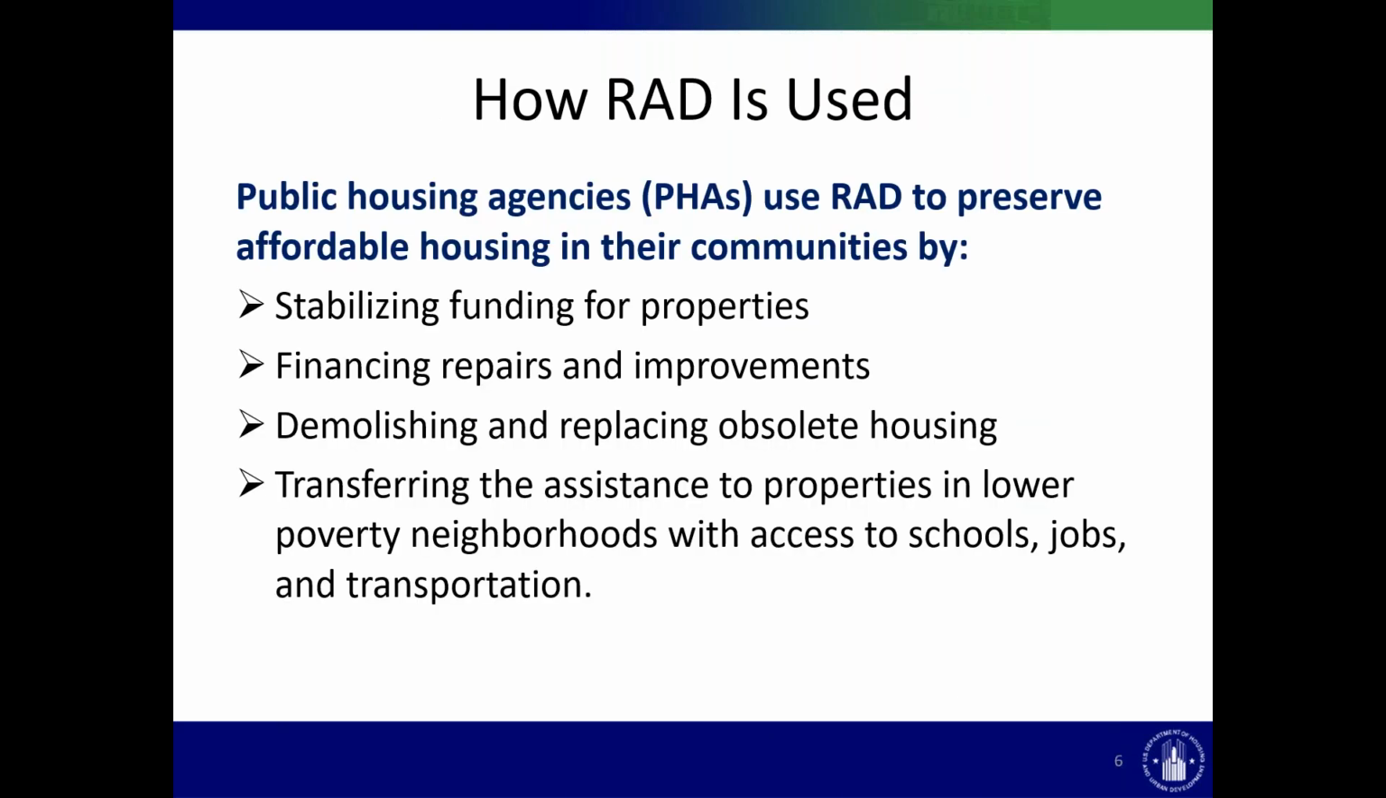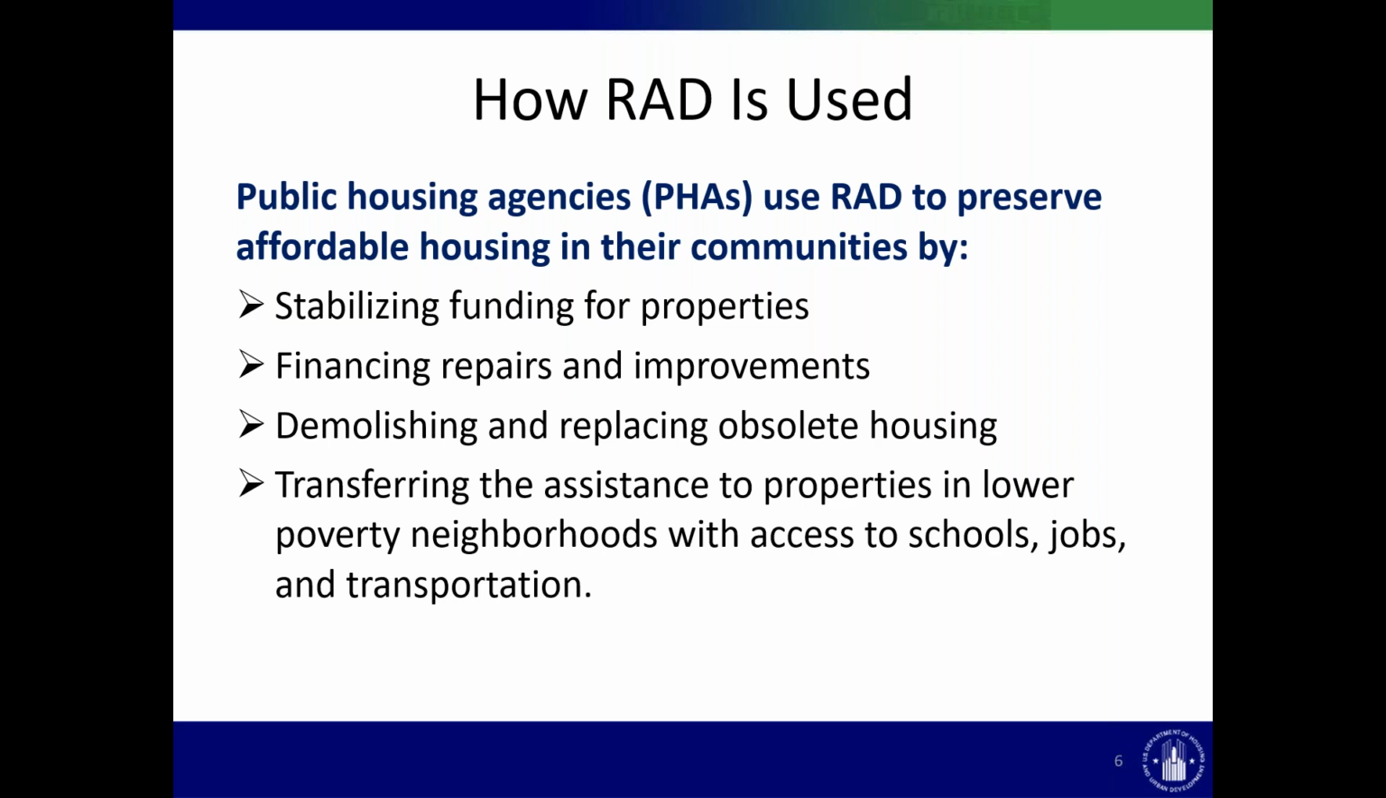Slide. So how do public housing agencies use RAD? Well, primarily, they use it to stabilize funding for properties, as we just discussed. And then that leads to an ability to finance repairs and improvements, sometimes even demolish properties and replace the housing one for one. And in some cases, PHAs transfer the assistance to new properties in lower poverty neighborhoods with access to schools, jobs, and transportation.